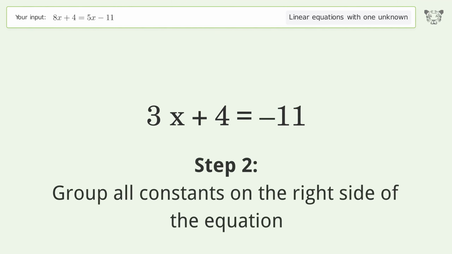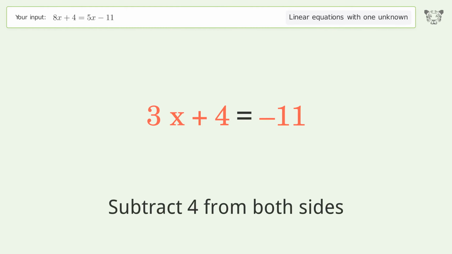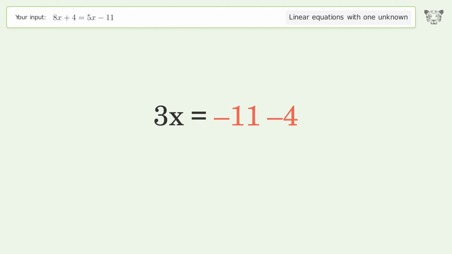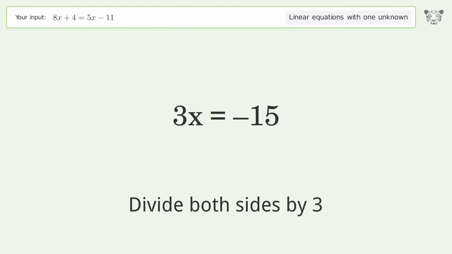Group all constants on the right side of the equation. Subtract 4 from both sides. Simplify the arithmetic. Isolate the x. Divide both sides by 3.